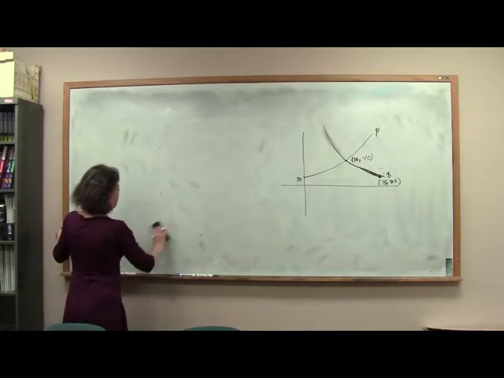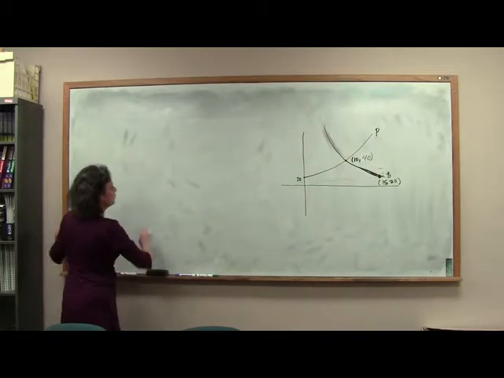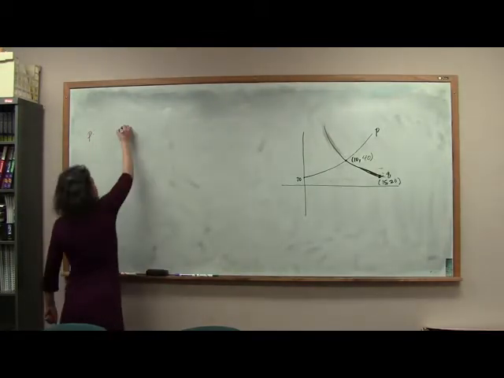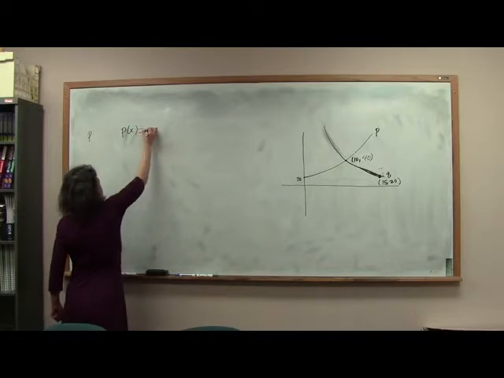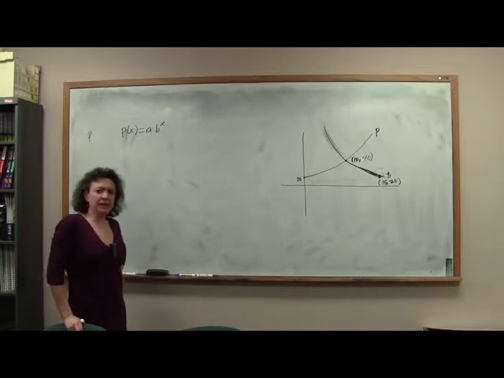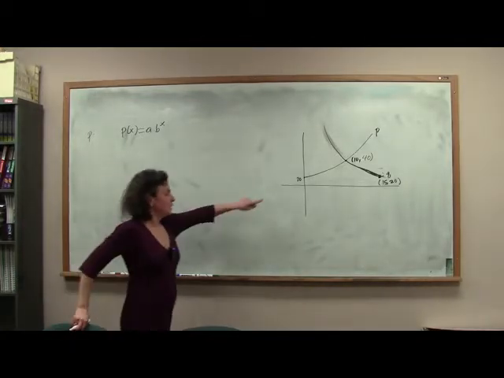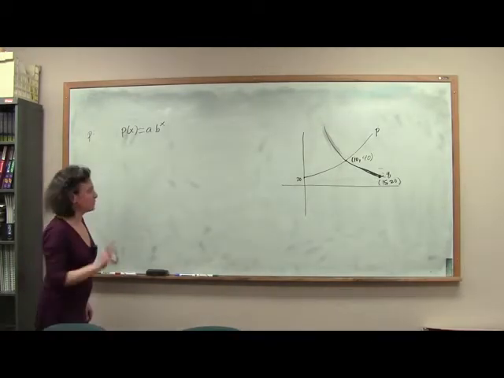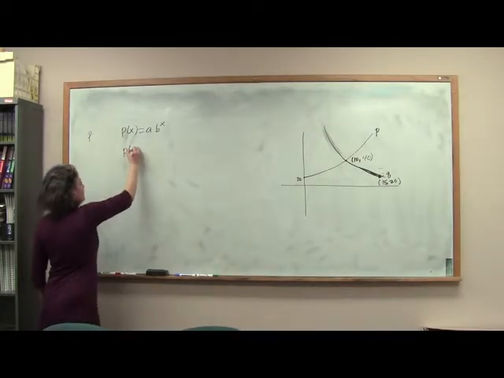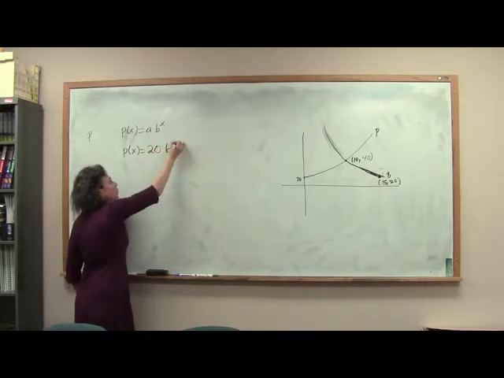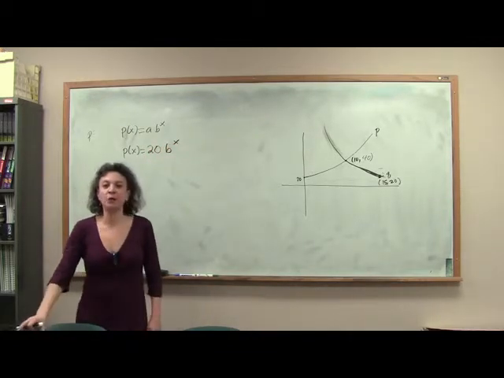Now, I'm going to do p first. The reason why is I claim it's an easier one to deal with. Okay? So we'll call it p of x is a times b to the x. Why do I make the claim that it's a bit easier to deal with? Because we're given our initial value. We're given our y-intercept. So already I know that my function p is 20 times b to the power of x.